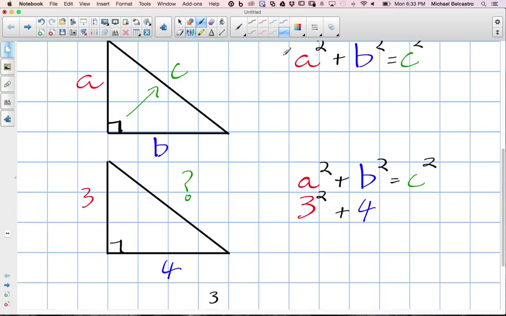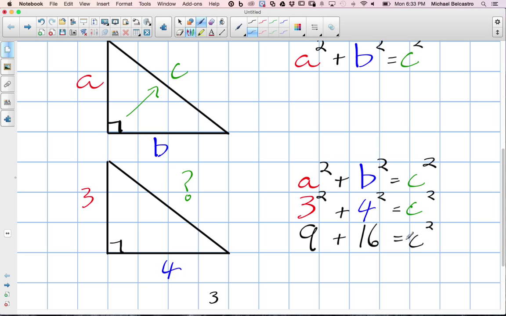Okay. And which side is side C? Yeah, here, with the question mark there. Yeah, that's C. So we'll call that C. C is still unknown, so I'm still going to call it letter C. Okay. So 3 squared. Do we know what 3 times 3 is? 9. Good. And what about 4 times 4? 16. Okay. It's still equal to C squared.